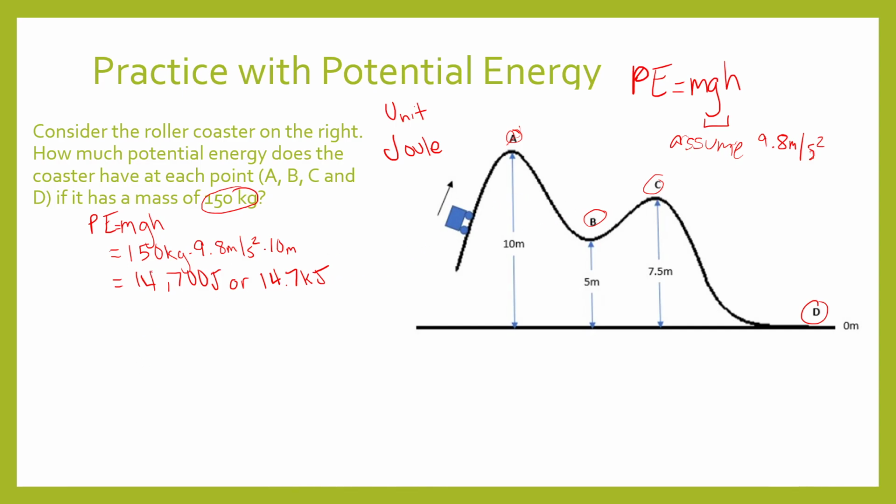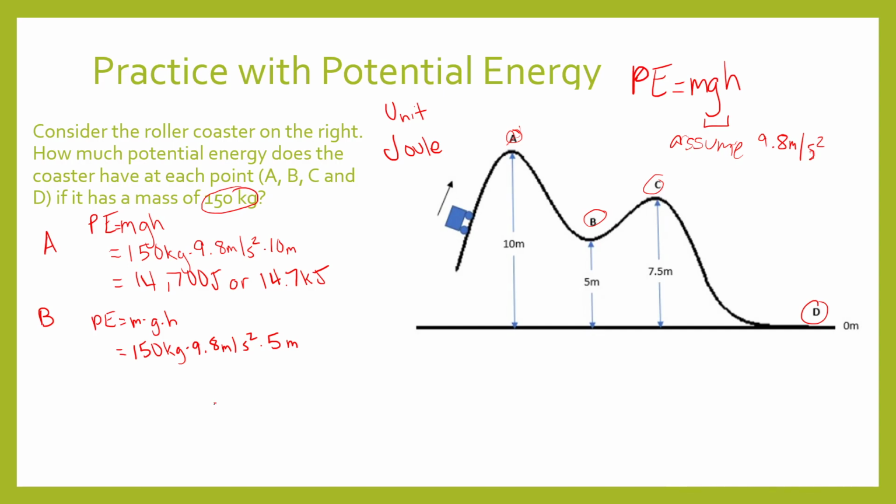So now we're going to look at location B. So this was A. Now we're going to look at B. And again, we're doing the same equation. Potential energy is equal to mass times gravity times the height. Our mass has not changed. It's still 150 kilograms. Our gravity has not changed. It's still 9.8 meters per second squared. And our height is the only difference. We are now at a height of 5 meters.